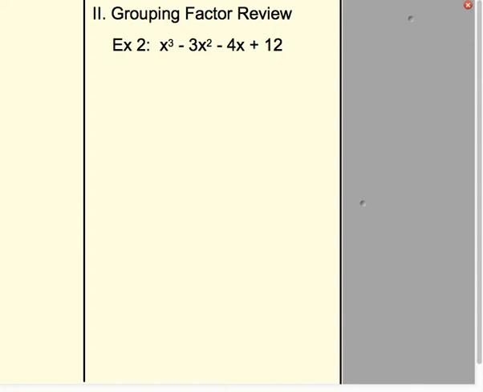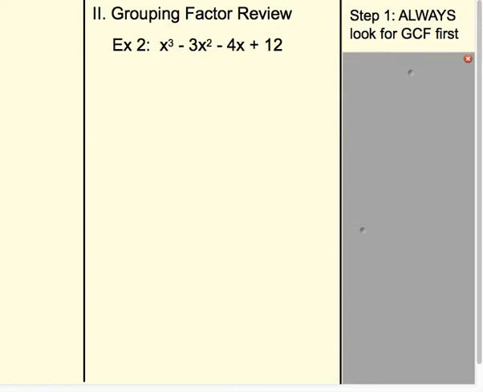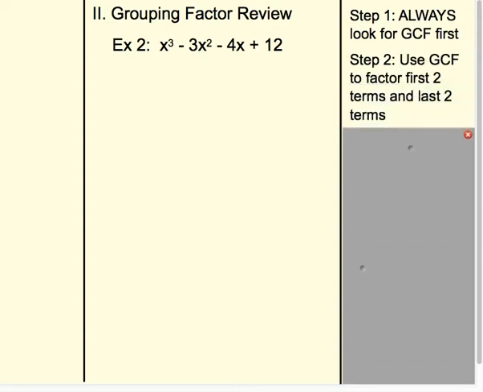So quickly, we're going to take a look at a little bit of grouping factoring review, and then we'll jump into our new factoring. Step one, anytime you are asked to factor, always look for a GCF first. Looking at my first term, which is only a variable, and my last term, which is only a constant, I do not have a GCF.